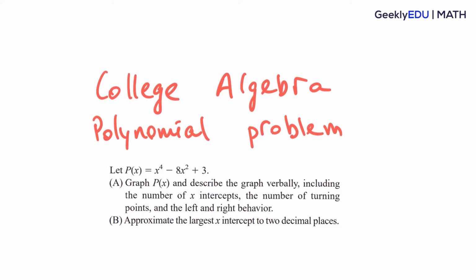In the first part we have to draw the graph, find the number of x-intercepts, the number of turning points or inflection points, and the behavior of the function as x goes to left and right, so as x goes to positive and negative infinity. And in the second part we have to approximate the largest x-intercept. So let's get started.